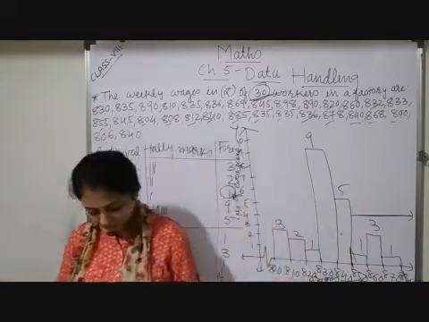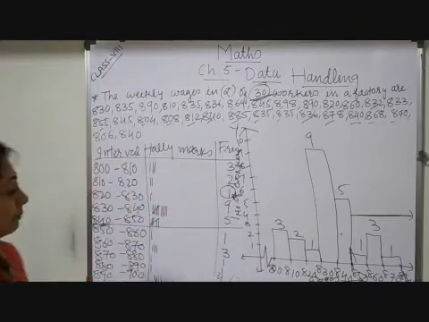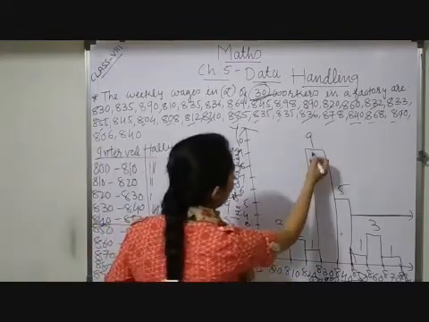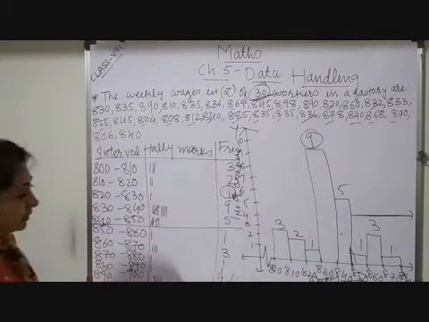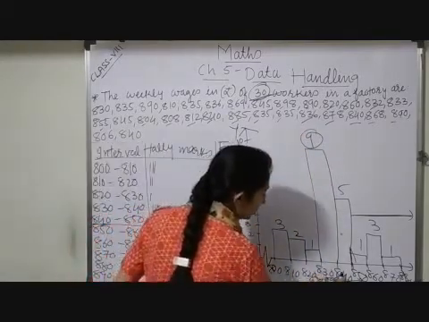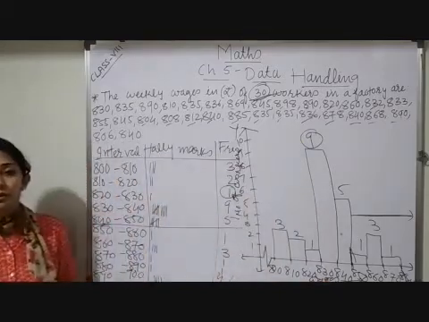Now, which group has the maximum number of workers? Maximum number of workers, you may see the highest bar will come here, that is of 9. The highest entry is of 9 workers. So that group is of 830 to 840. Like that you may answer.